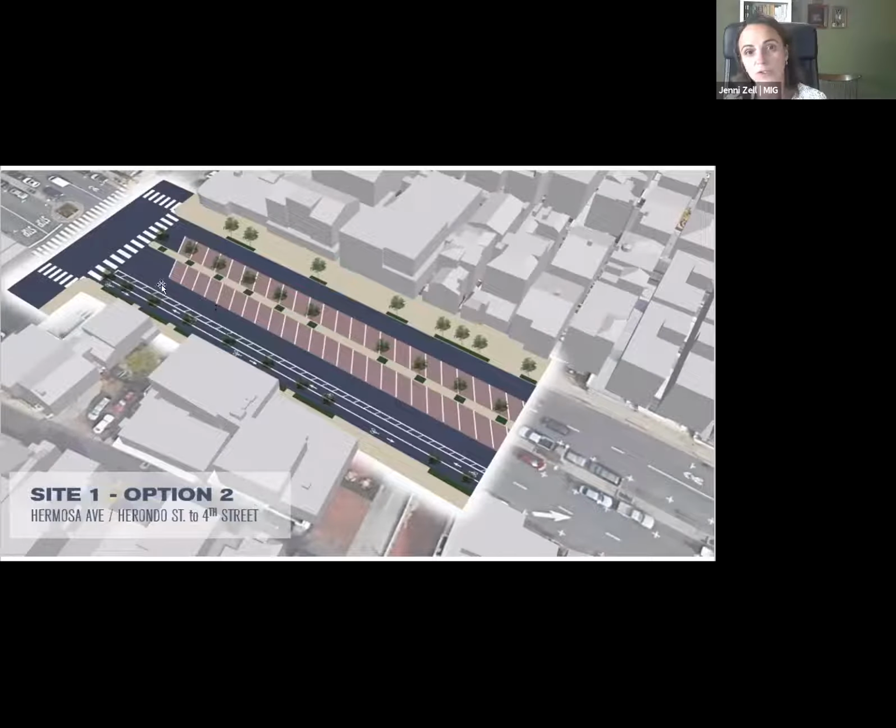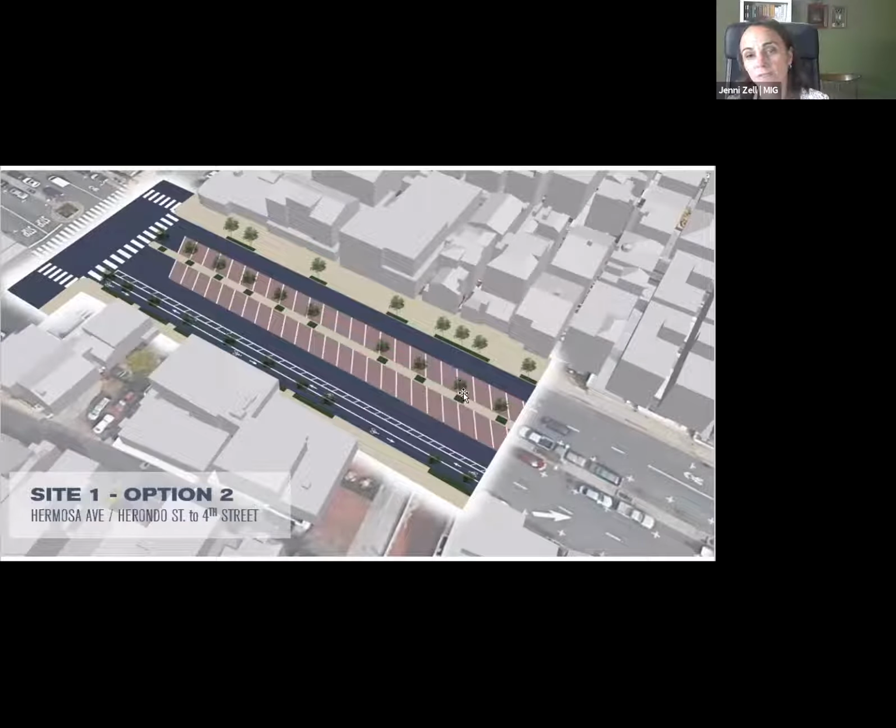This is reduced to one way, so southbound traffic is one, and this is back-in parking like you have now on Gerondo Avenue. And then this would be a new median, which could be located, capture and reuse, different types of underground measures, permeable paving, and again, to the east, one lane of traffic and back-in parking.